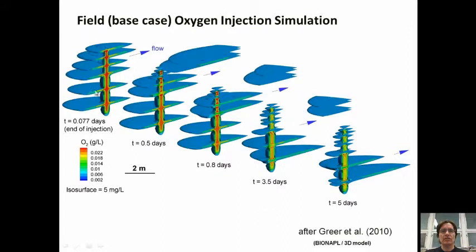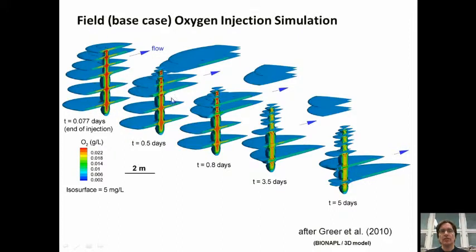Here's a series of 3D images of that same calibration. So we have here the oxygen concentrations in grams per liter. So here about 22 or even up to 30 milligrams per liter in the injection well and around the injection well into these fractures. So this is immediately after the end of injection.